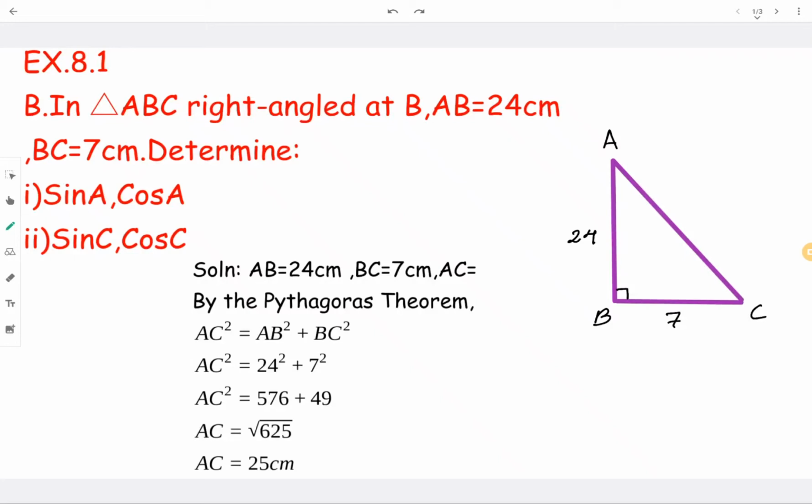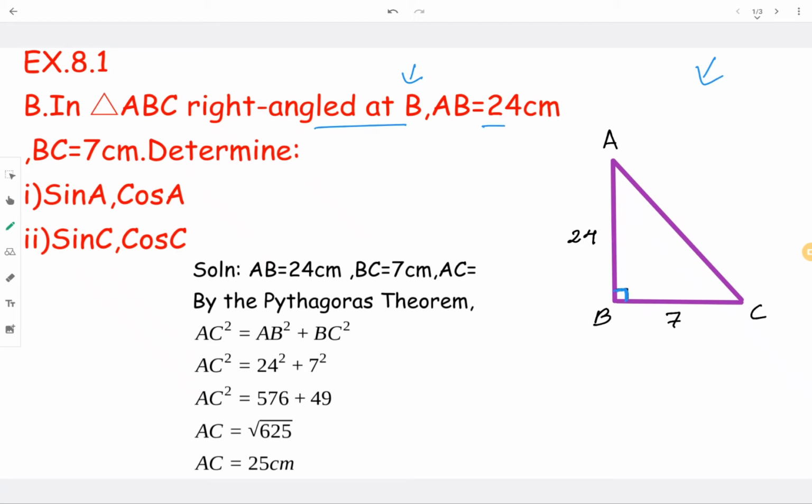Question number 1. In triangle ABC, right angle at B. So be careful with this, alright? If they say right angle at C, then C has to be 90 degrees, alright? So if you can see here, I drew this right triangle here, B, right? Because the question says B, this B is 90 degrees.